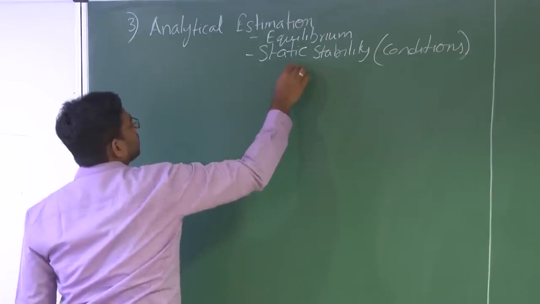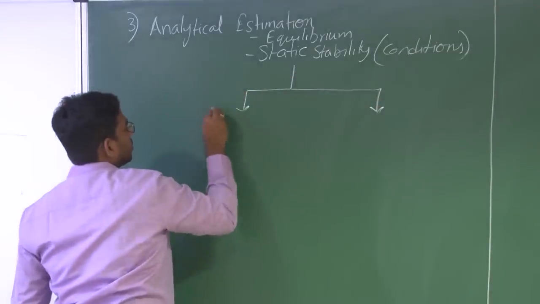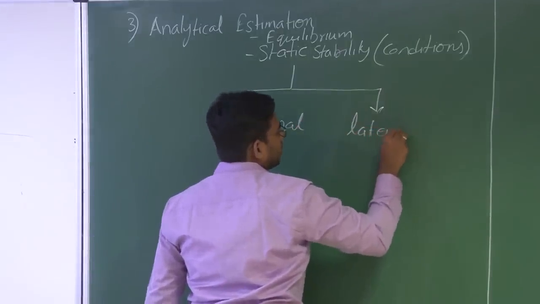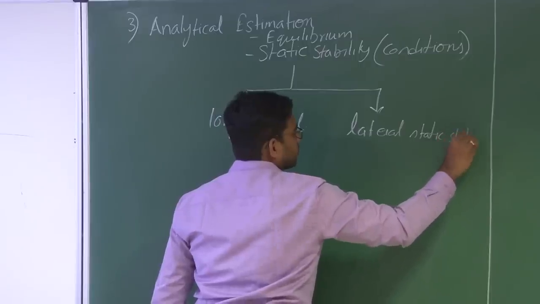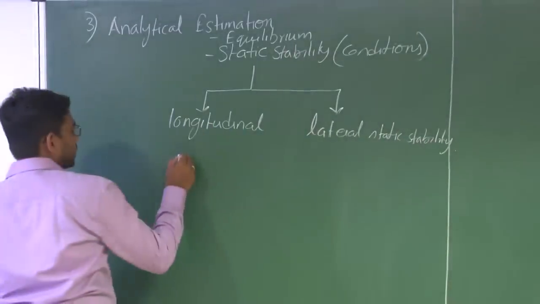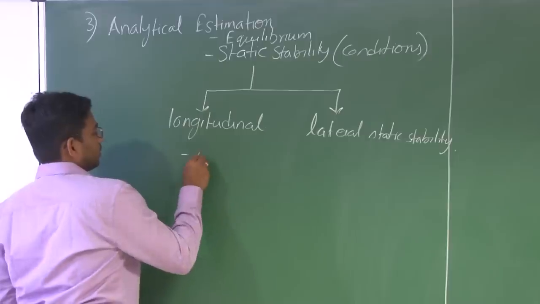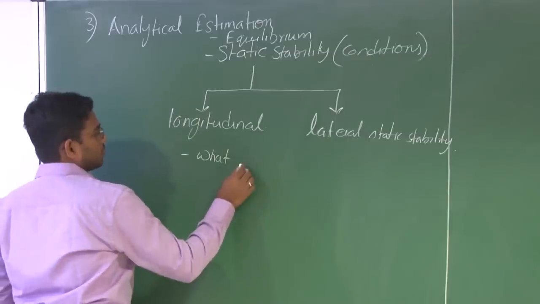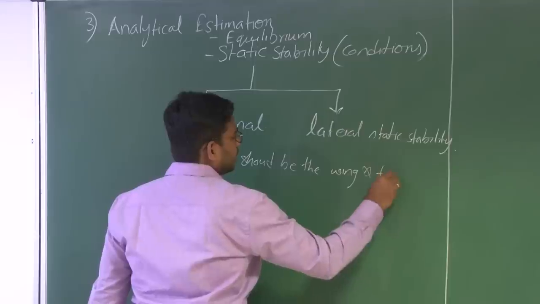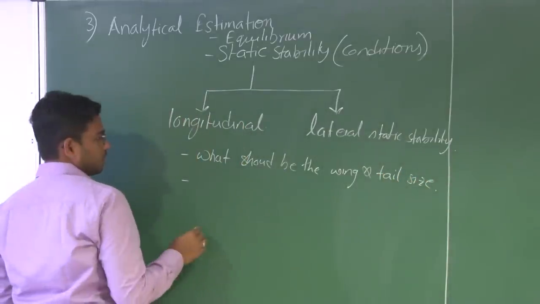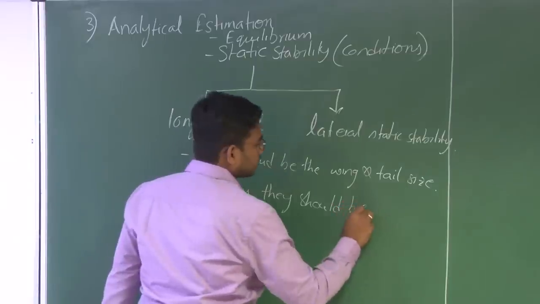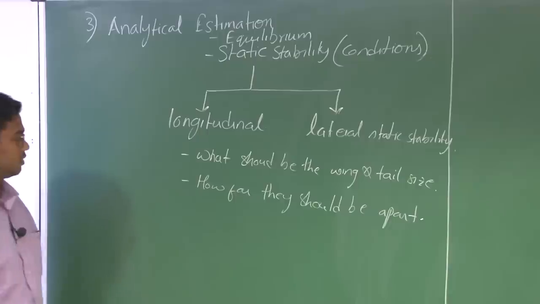And then there are two case studies. One is about longitudinal static stability, and the second part is about lateral static stability. In longitudinal static stability, you will talk about what should be the size of the wing, for example, or what should be the wing and tail size. So how far they should be apart for a stable flight.